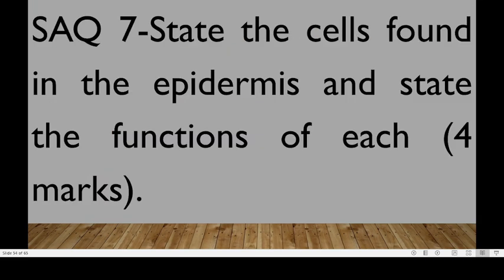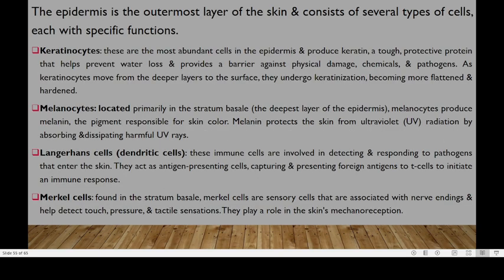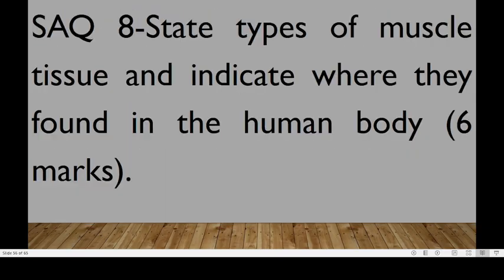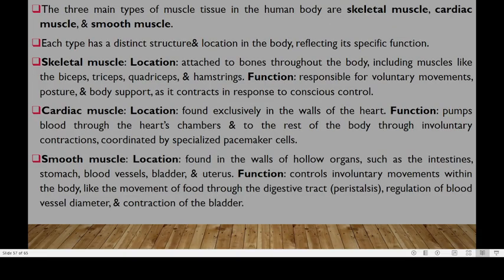State the cells found in the epidermis and the functions of each cell. Of course, the epidermis is the outermost layer of the skin and consists of several types of cells, each with specific functions. You could mention the keratinocytes, the melanocytes, the Langerhans cells, or also the dendritic cells, and lastly, the Merkel cells. State types of muscle tissue and indicate where they are found in the human body. The 3 main types of muscle tissue in the human body include the skeletal muscle, cardiac muscle, and the smooth muscle.